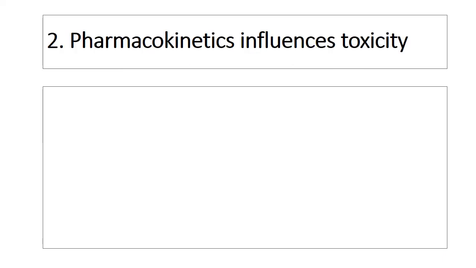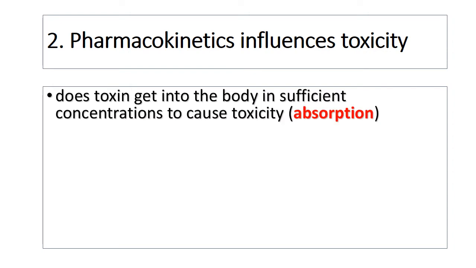The second thing, which is extremely important, is pharmacokinetics and how it influences toxicity. Poisoning or toxicological effects cannot happen unless a toxin or a toxic substance first enters the body in sufficient concentrations to cause toxicity, which means absorption becomes a very important issue to look at. And whilst I'm here on absorption, in case I forget, let me talk about it when we talk about interactions.